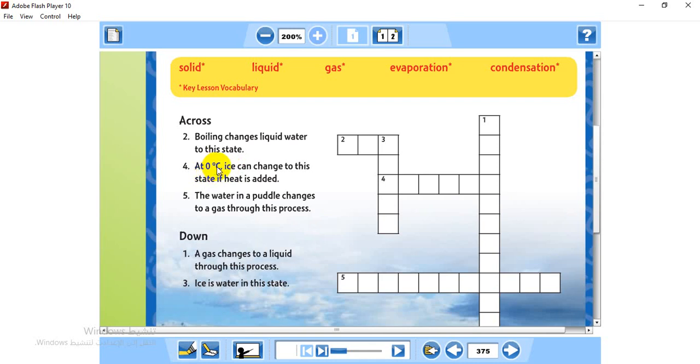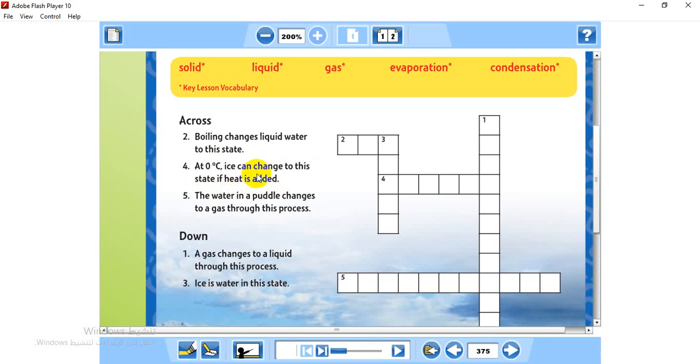Because we know that the solid ice in the freezer is less than 0, about -20 or something like this. But if you take it out of the freezer and keep it in a warm place, it starts to absorb enough energy to reach 0 Celsius degrees. So 0 Celsius degrees is an example of the start of melting. At 0 Celsius degrees, the ice can change to this state if heat is added to the ice cube.